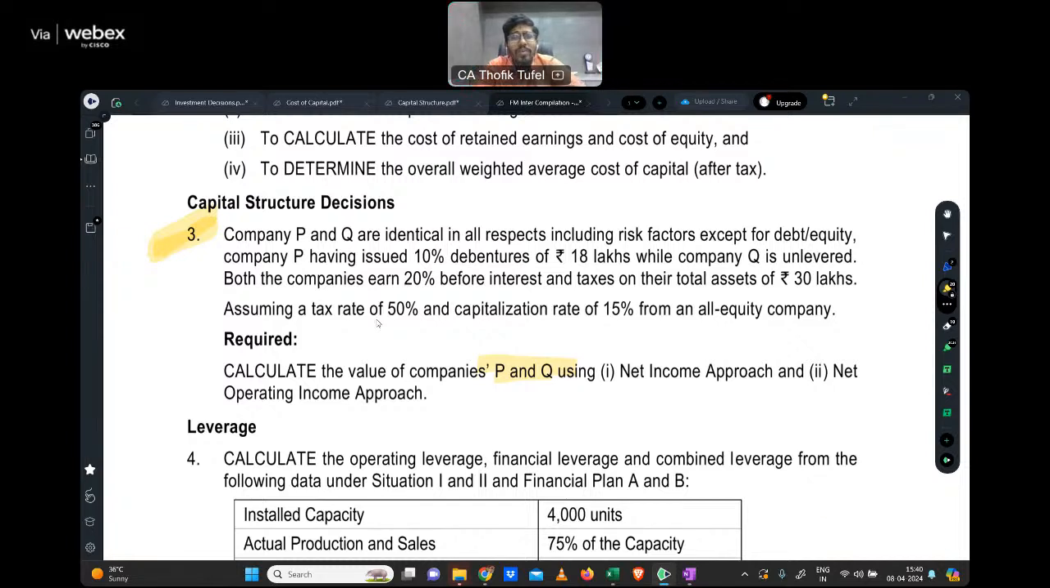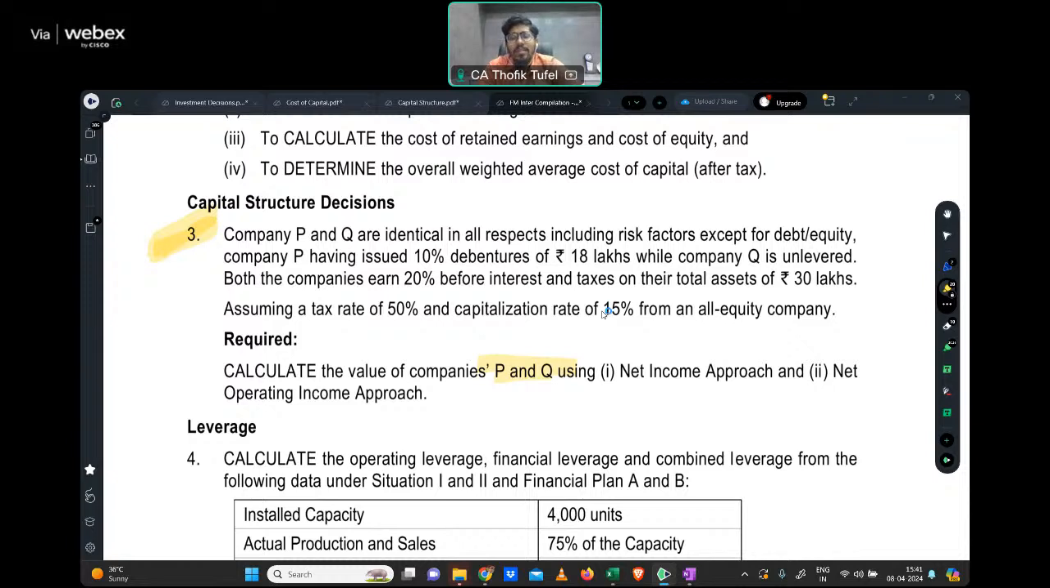Assuming a tax rate of 50% and a capitalization rate of 15% for an all equity company, calculate the value of the firms P and Q using net income approach and net operating income approach. Sir, இங்க tax rate கொடுத்திருக்காங்க. Tax rate கொடுத்திருக்காங்கன்னா என்ன சார் பண்ணும்?